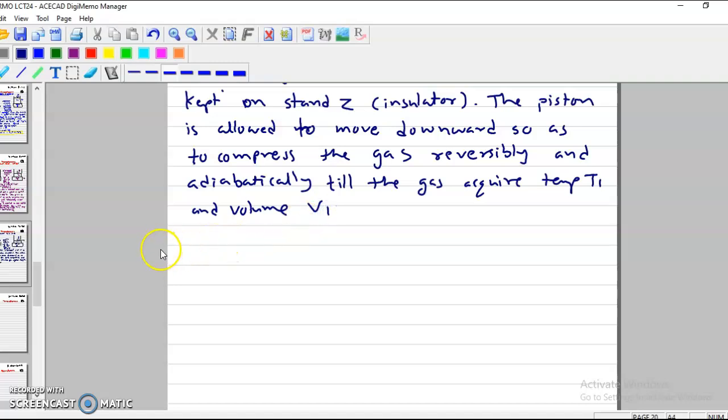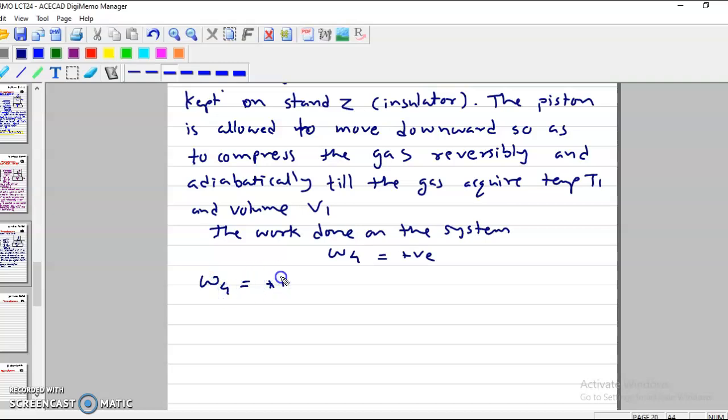So this way it completes the cycle. Here, as it is an adiabatic process, heat exchange is not possible, so Q will be 0. So here the work done on the system, therefore W will be positive, and so here W4 is equal to internal energy change delta E is equal to CV into T1 minus T2. Okay, so this is the equation to find out work done in step 4.